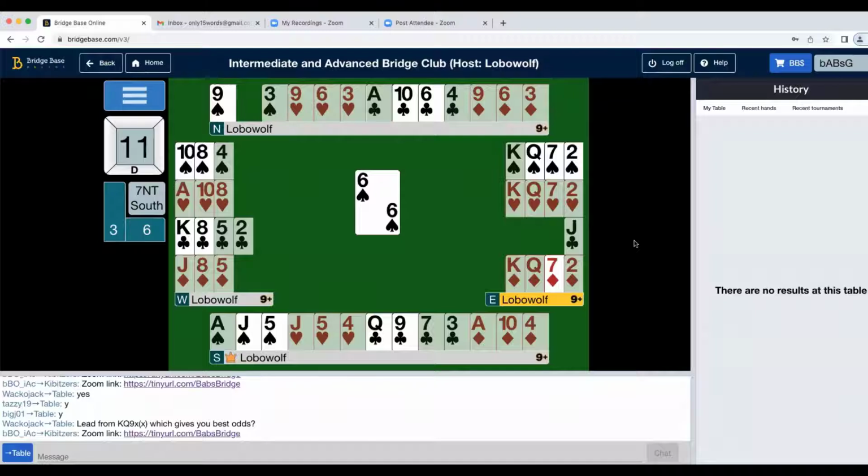This situation where we have king, queen, nothing is where there's a good chance. And notice in this position, if declarer had the 10, it wouldn't matter. We just get one trick, right? But we play low because partner might have the 10.